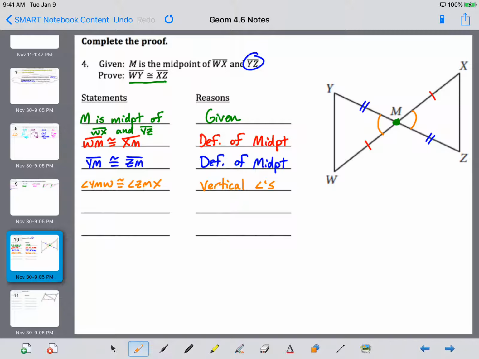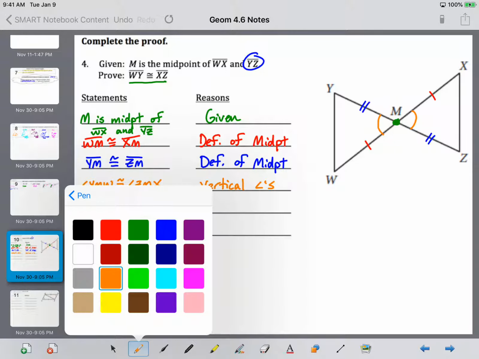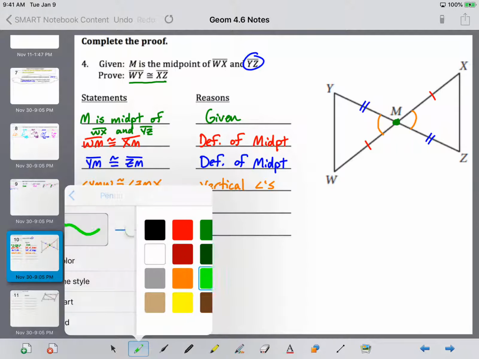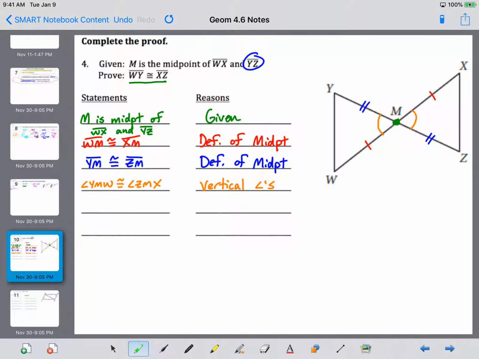All right, we can now prove that these two triangles are congruent. If you notice, we have side, angle, side, so that's our next step. Triangle YMW is congruent to triangle ZMX by side, angle, side.